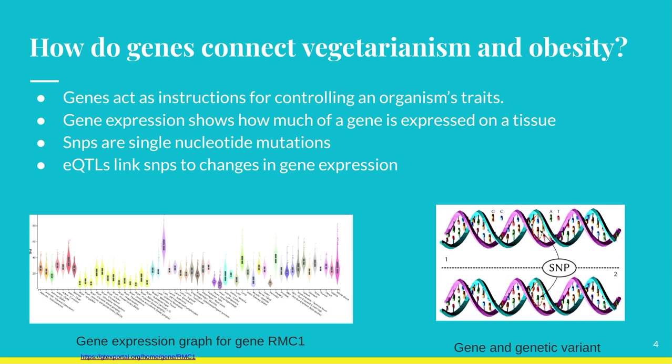How do genes connect vegetarianism and obesity? Genes act as instructions for controlling an organism's traits. Gene expression shows how much of a gene is expressed on a tissue. SNPs are single nucleotide mutations, and eQTLs link SNPs to changes in gene expression. Right here I have a gene expression graph for the gene RMC1. I use GTEx to get this graph, and I have a diagram of a gene and a genetic variant here.